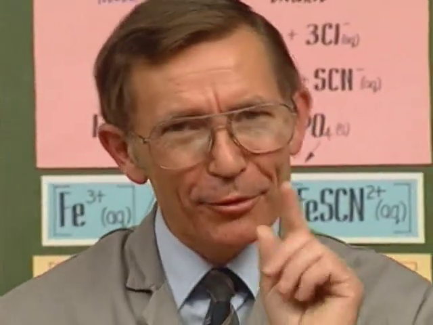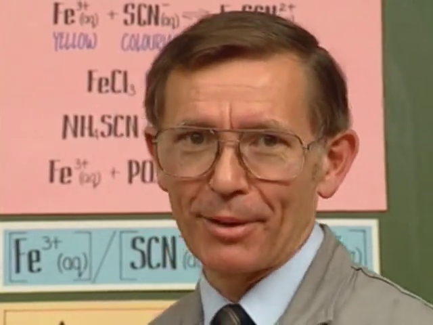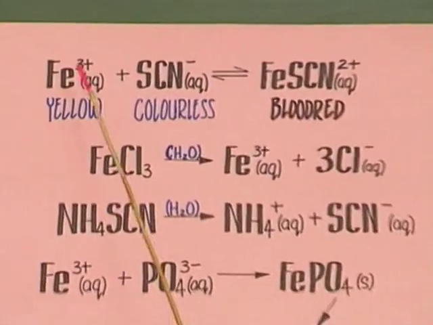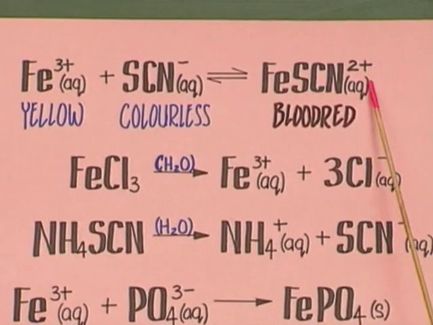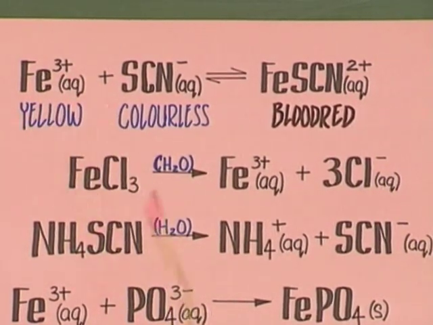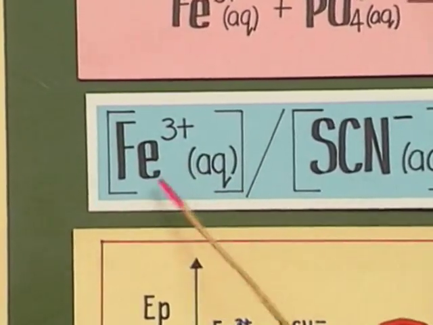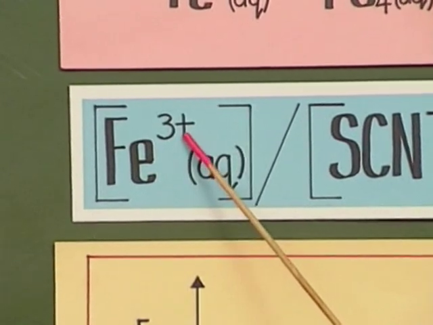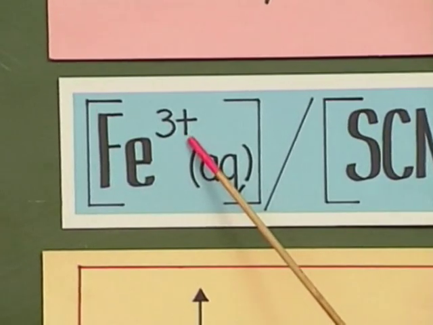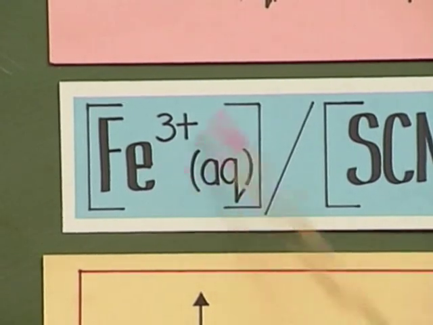And finally, we have to explain how this shift in equilibrium will relieve the stress imposed upon the system. By shifting the equilibrium from left to right, some of the added iron 3 ions are used up, and consequently, the concentration in mole per decimeter cubed of the iron 3 ions will be lowered. And bearing in mind that the original stress was an increased iron 3 ion concentration, our stress will be relieved or minimized.